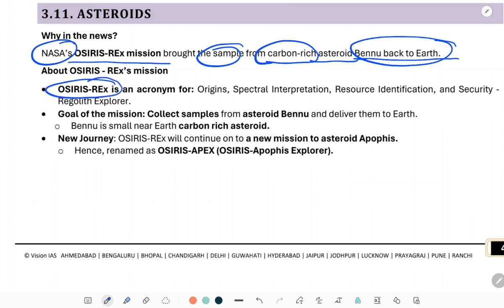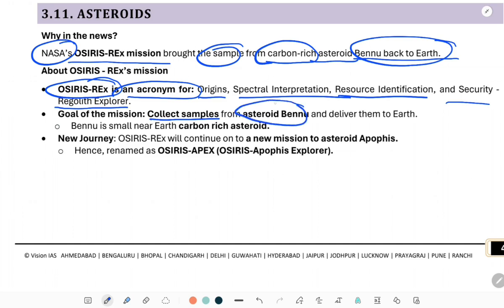This mission, OSIRIS-REx, is an acronym for Origins, Spectral Interpretation, Resource Identification and Security, Regolith Explorer. The goal of this mission is to collect the sample from the asteroid Bennu and deliver it to Earth. Bennu is a small near-Earth carbon-rich asteroid.